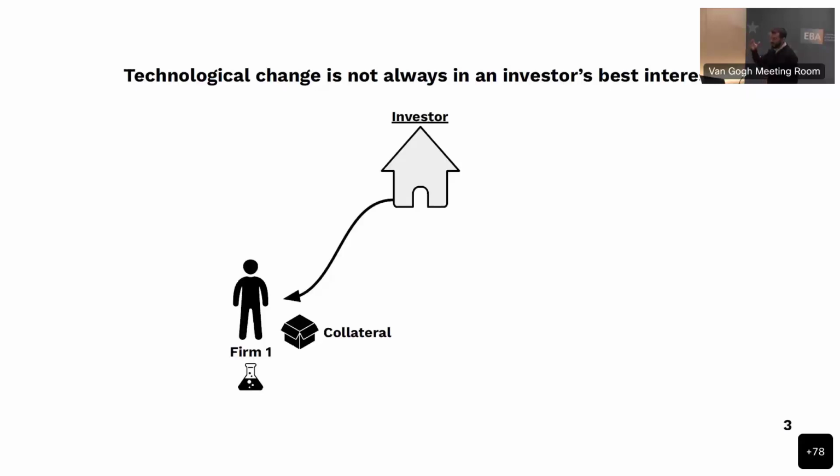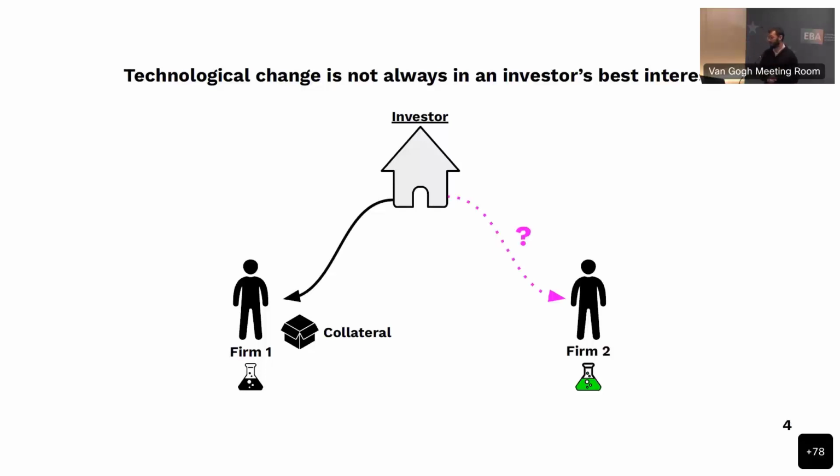And so assume you have, I'm happy to talk about banks here, so I'll call this investor a bank. So assume you have an investor that is a bank, and this bank has made a loan to this firm, firm 1, and this loan is being backed by some collateral. Now comes in this second firm.